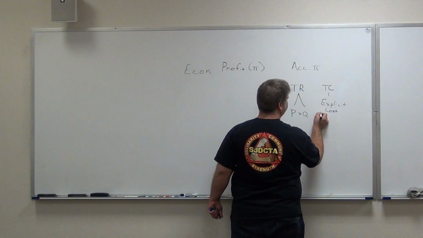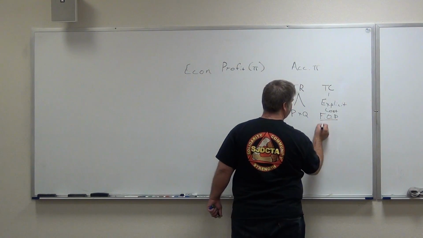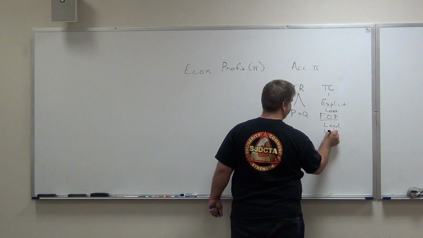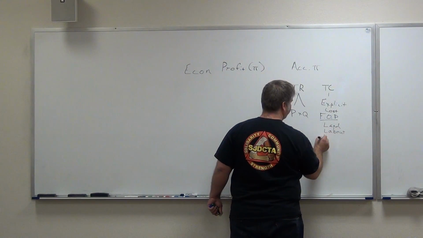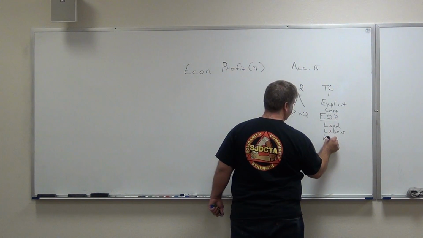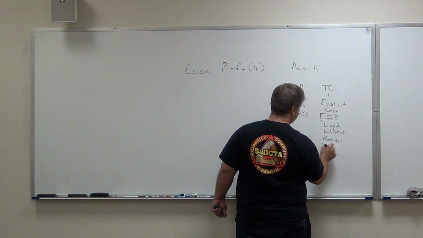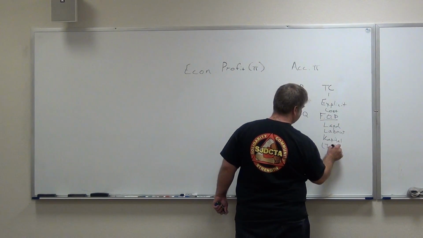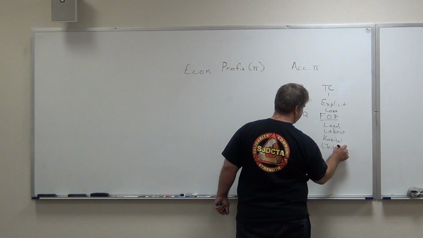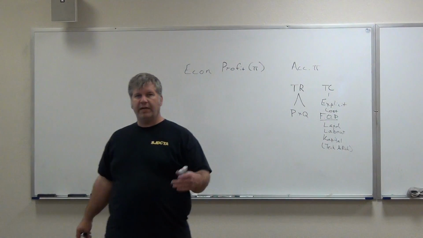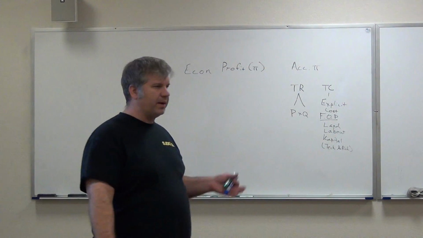So this is the cost for our factors of production, which would be land, labor, capital, and then we could throw in technology and risk. Okay? So all we need to know is the cost of our land, cost of our labor, cost of our capital.